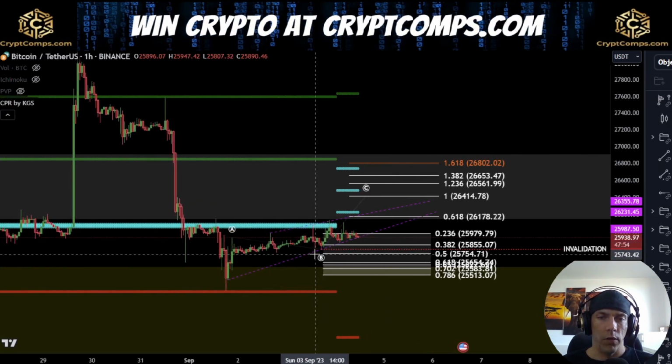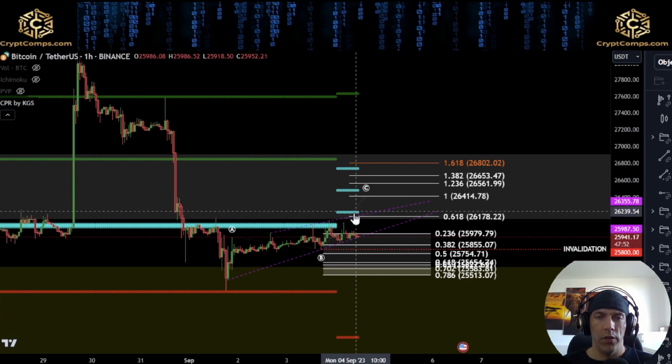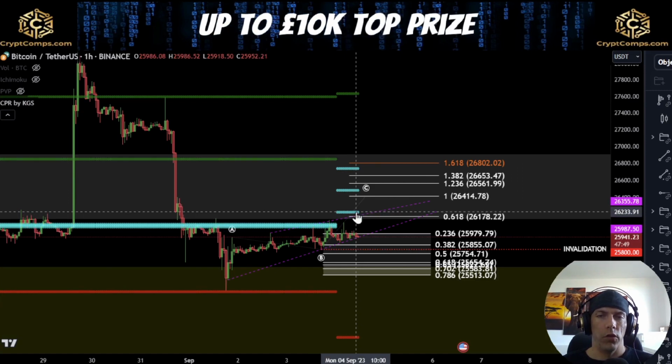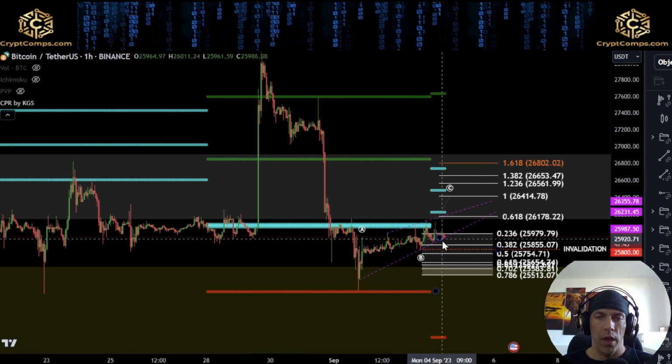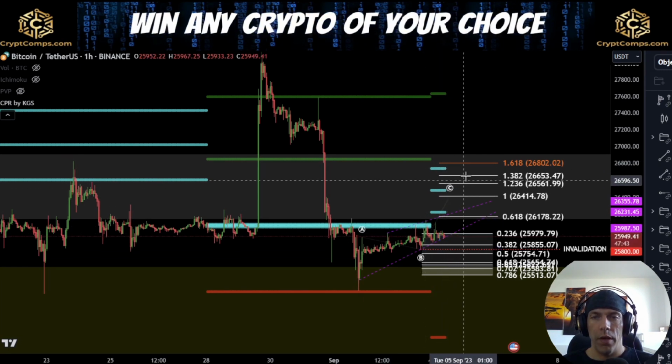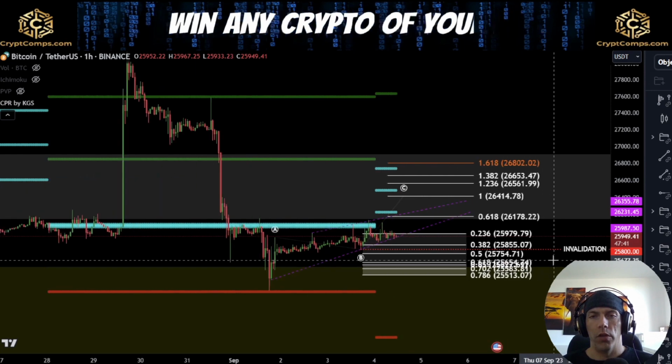Now, if we are looking at this as developing as a diagonal pattern, potentially it could be towards this 26,233. If it's going to be a bigger impulse towards the end here, where this is a 1, 2, 3, 4, 5, then we could actually look to test out some of those higher levels.